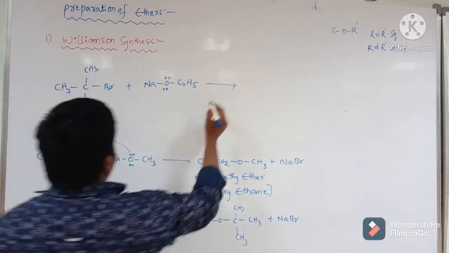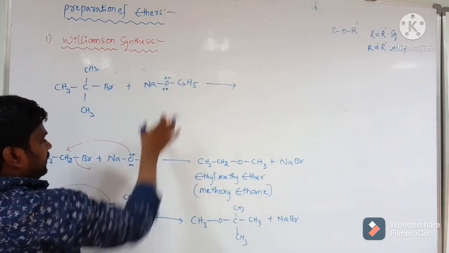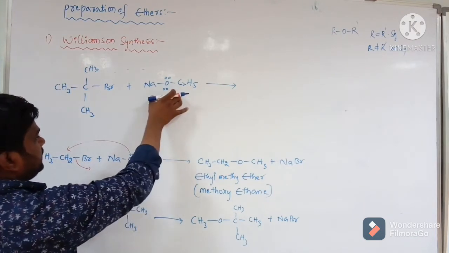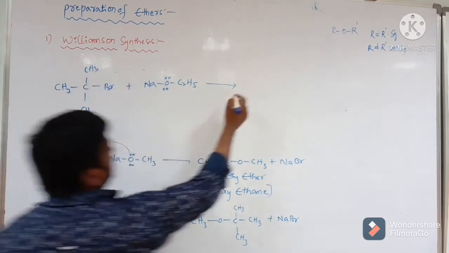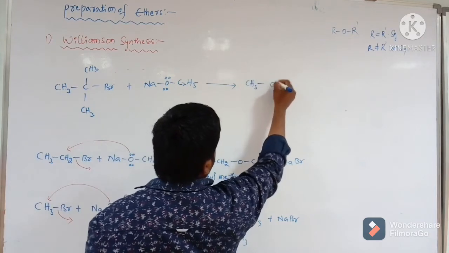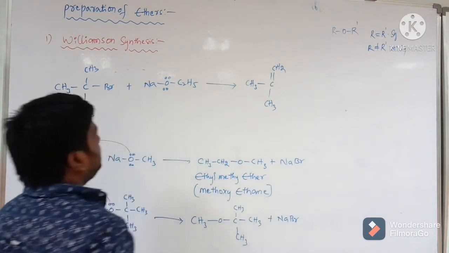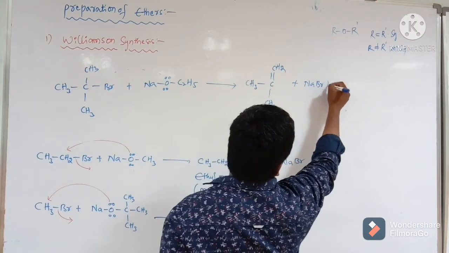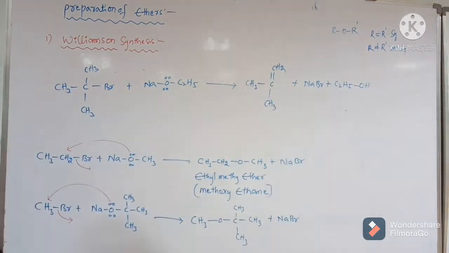In this case, the sodium alkoxide acts as a base rather than a nucleophile. It abstracts the H plus from this position and is converted to the alkene as the product. So alkenes are the product. So this type of mechanism appears. This is the Williamson synthesis.